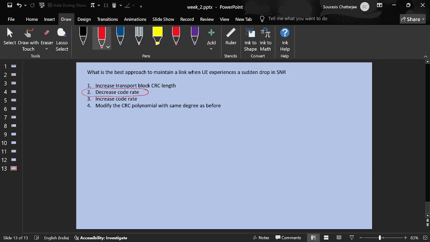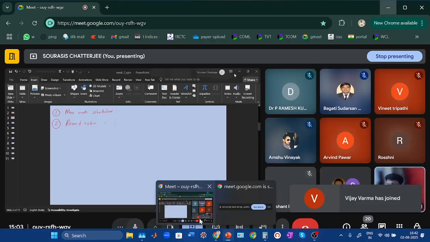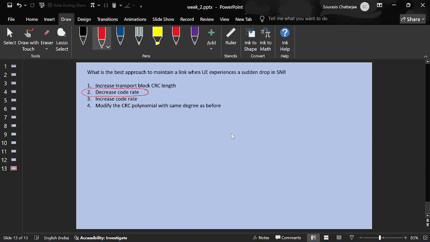One question is where the filler bits are removed, and which block or layer is responsible for removing the filler bits. Which block is responsible for removal of filler bits?